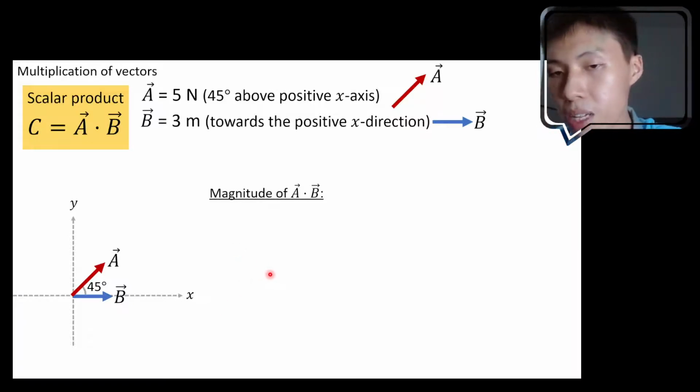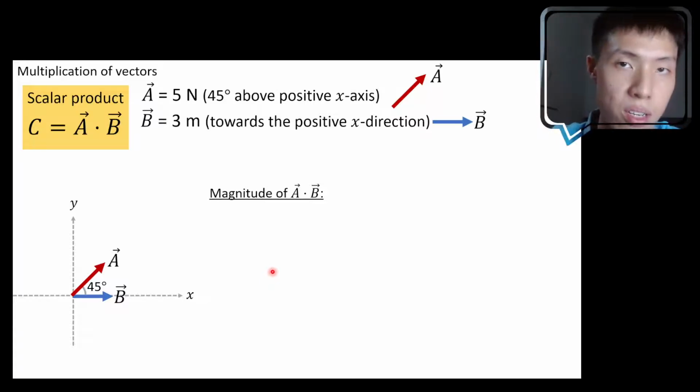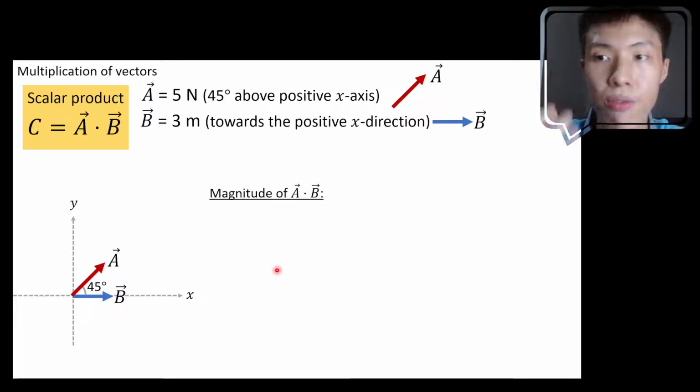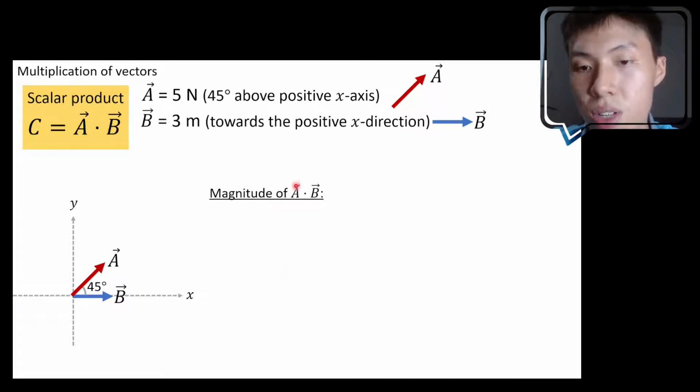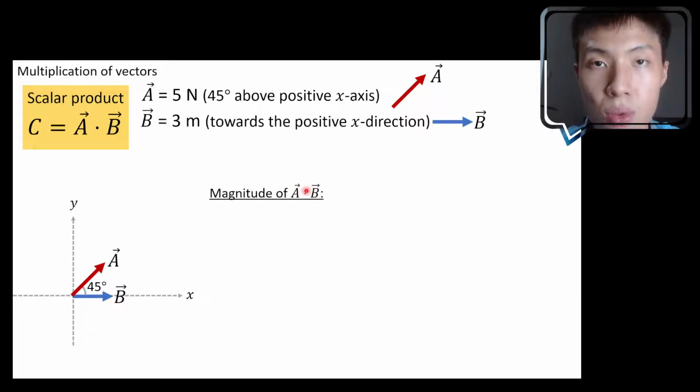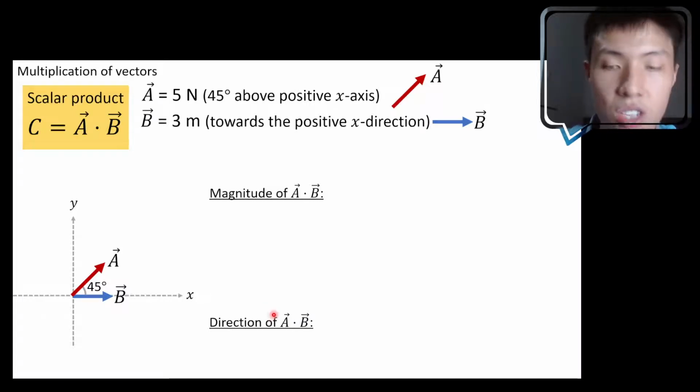So for a multiplication between a vector and a vector, what will be the result? Will it be a vector or will it be a scalar? Let's try and find it out. Let's find the magnitude of A dot B. A is a vector, B is a vector, and I multiply them together using scalar product, or dot product, therefore a dot. So we also have direction, but later we'll discuss whether there's a direction or not.